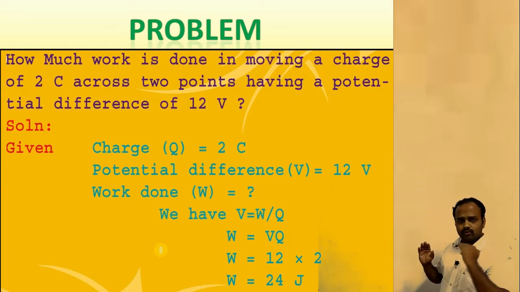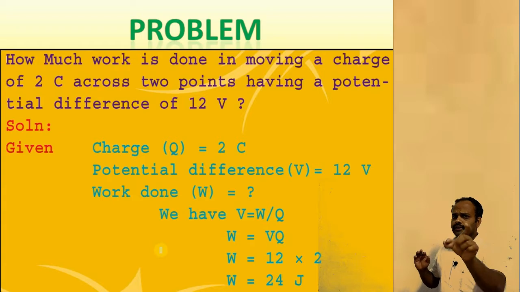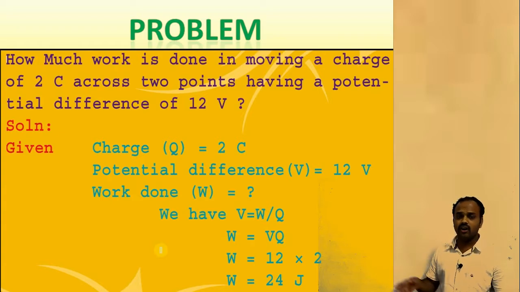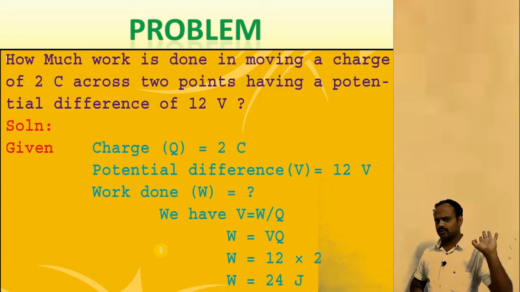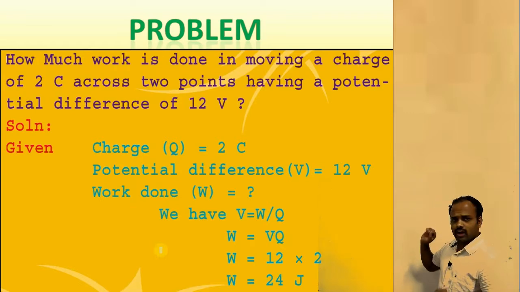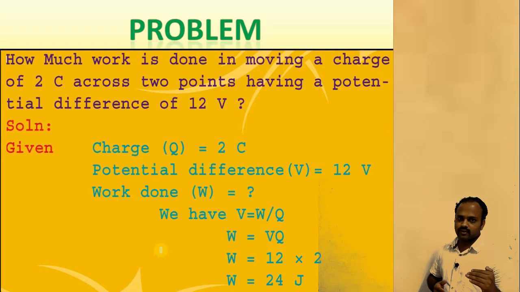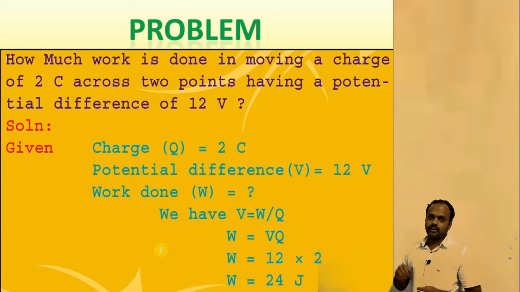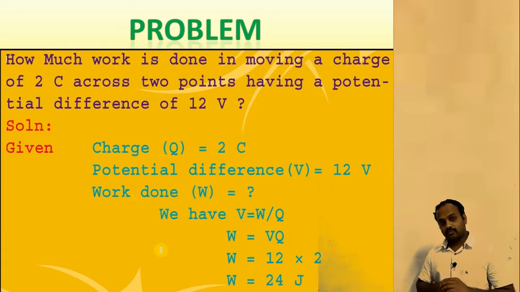First, while solving the problem, you have to write the given first. What is given and what we have to find, you have to write first. Here charge Q is given as 2 coulomb. The potential difference is given, V is equal to 12 volt. We have to find the work done. Therefore work done is equal to question mark.